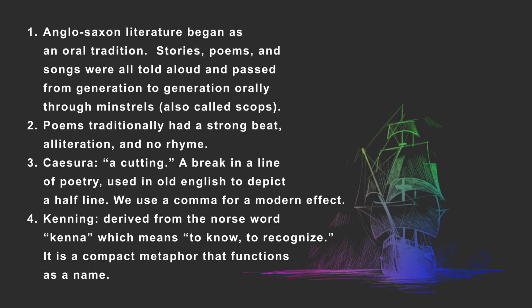Next, poems traditionally had a strong beat, alliteration, and no rhyme. Caesura is a cutting or a break in a line of poetry used in Old English to depict a half line. We use a comma for modern effect.